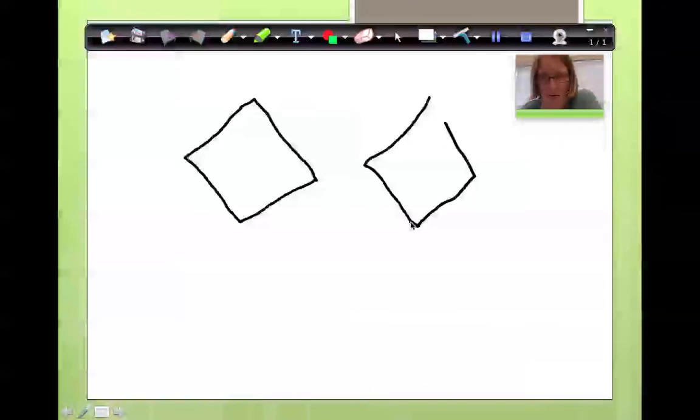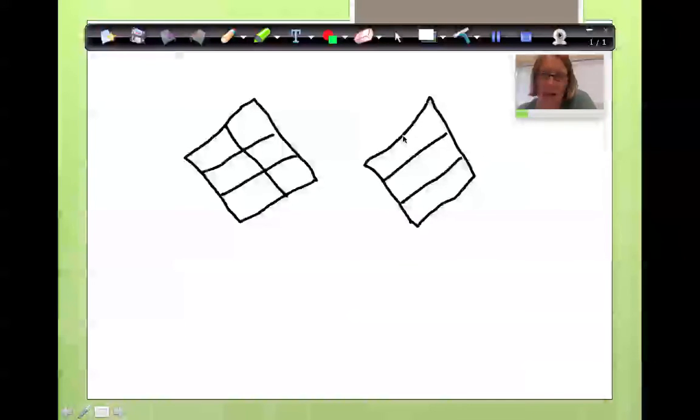It's hard for me to draw straight today. Okay, now please partition both of them into 6ths. So what I'm going to do is cut this one into 1/3, and then cut it in half. I'm going to cut this one into 1/3, and cut that in half, and that will give me 6.